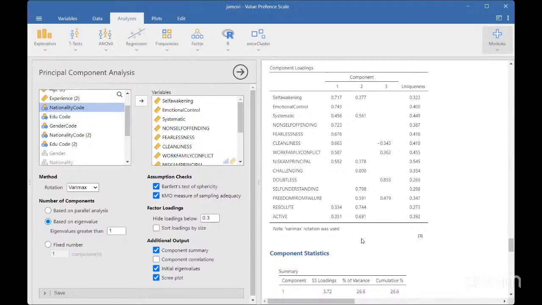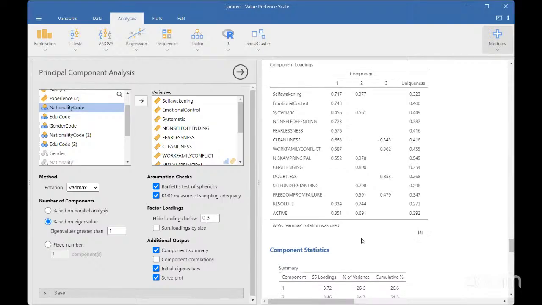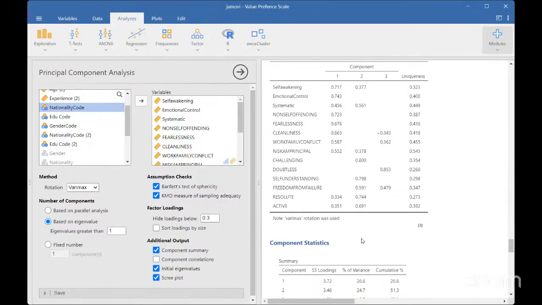And the highest loading is 0.72. The next one is 0.74. So emotional control, self-awakening, non-self-offending. So these three are dominant. Okay.